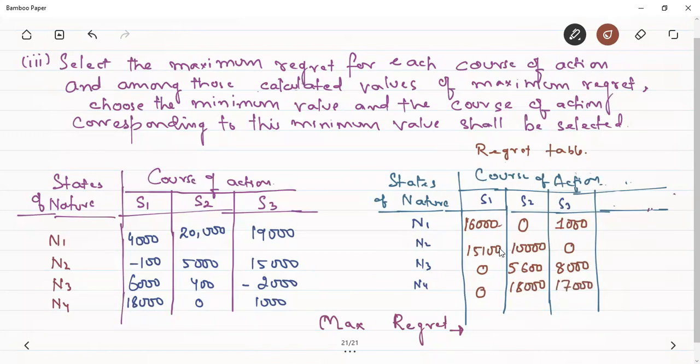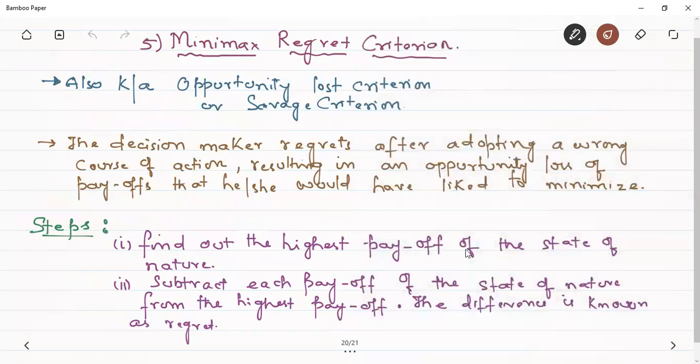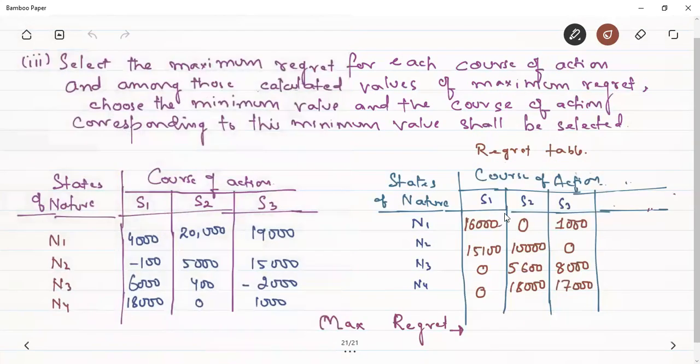Okay, so this table is known as the regret table. The first step was to find the highest payoff of each state of nature. For each state of nature, subtract each payoff of that state of nature from the highest payoff. The difference is known as the regret. And the third step is to select the maximum regret for each course of action.